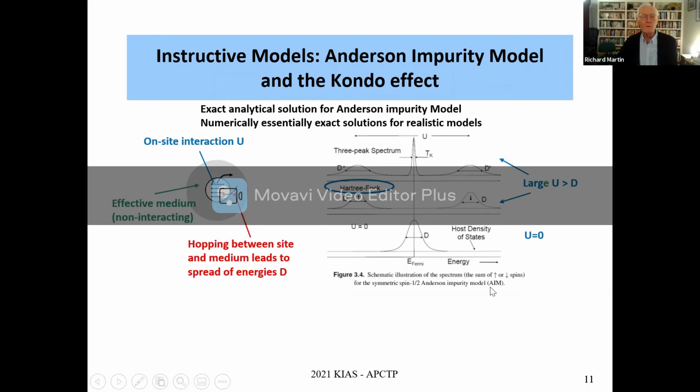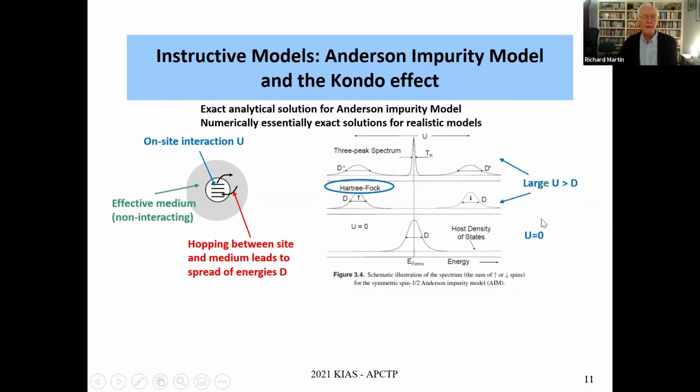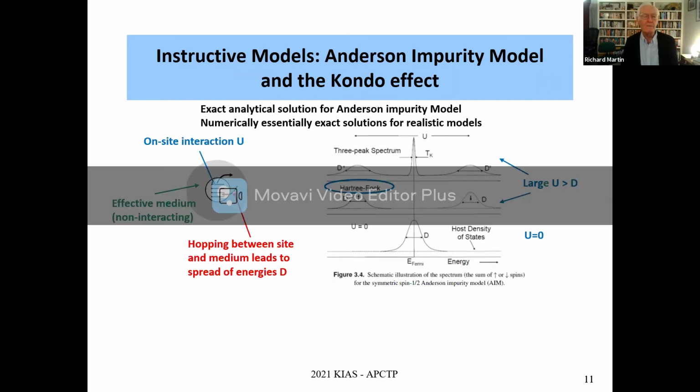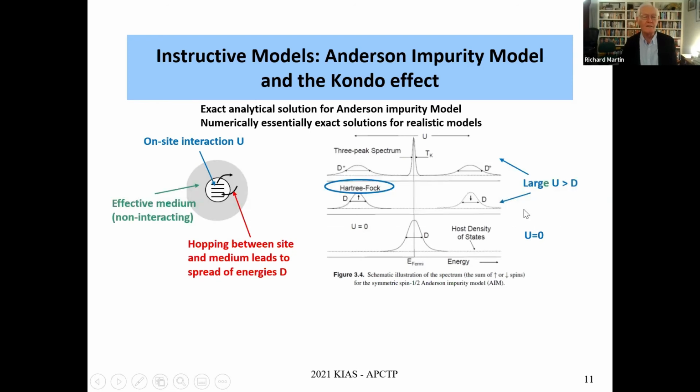If you go to large U, large interactions, we can first look at the Hartree-Fock calculations. There's two kinds of Hartree-Fock. One is restricted, where you restrict the system to have equal numbers of up and down spins, and that would give a state right in the middle. But if it's unrestricted Hartree-Fock, for large interactions, it's lower energy to say the state has an up electron and it costs energy to put in a down electron.